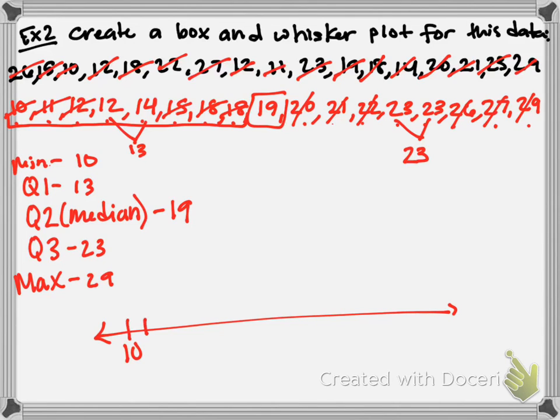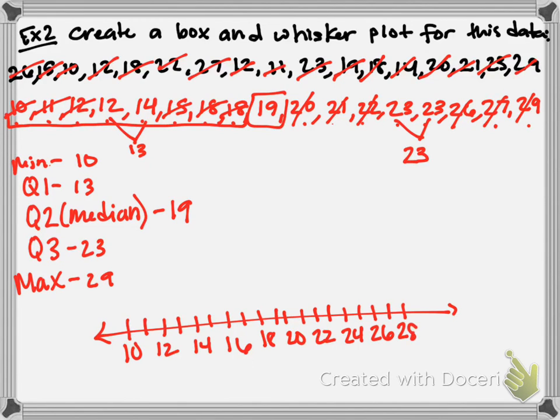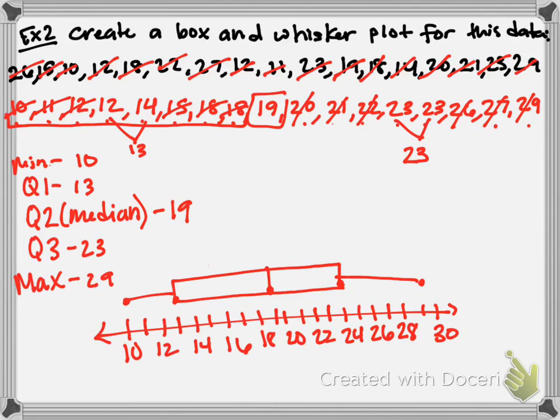All right, make my number line. I have 10, 12, 14, 16, 18, 20, 22, 24, 26, 28, 30. So I'm going to put my 5 dots from right here right above my number line. So start with 10, then I need a point at 13, 19, 23, and 29. All right, the middle 3 dots get turned into my box, and my whiskers are at the ends. That's a box and whisker plot.